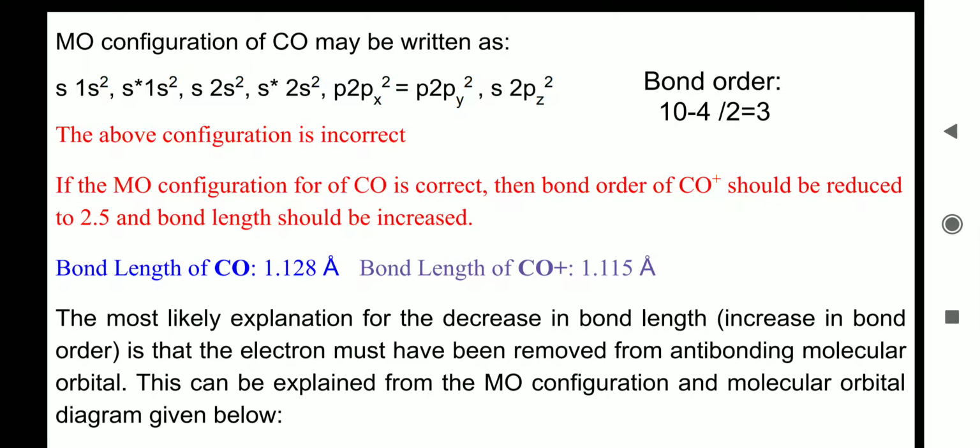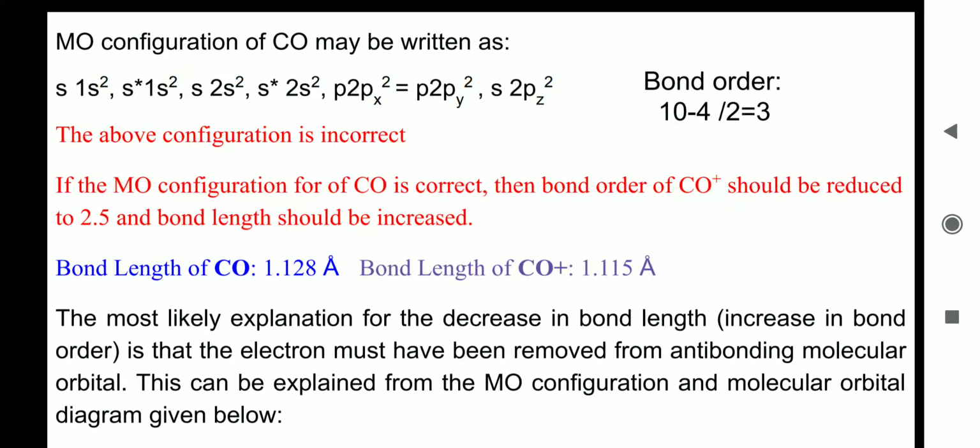But this molecular orbital configuration is not right. This is incorrect. If this molecular orbital configuration had been correct, then the bond order of CO plus should be reduced to 2.5 and its bond length should be increased, because when we form the CO plus molecule, we will be removing the electron from the anti-bonding orbital, that is pi star 2px. So, bond order will decrease, and it should decrease to 2.5.